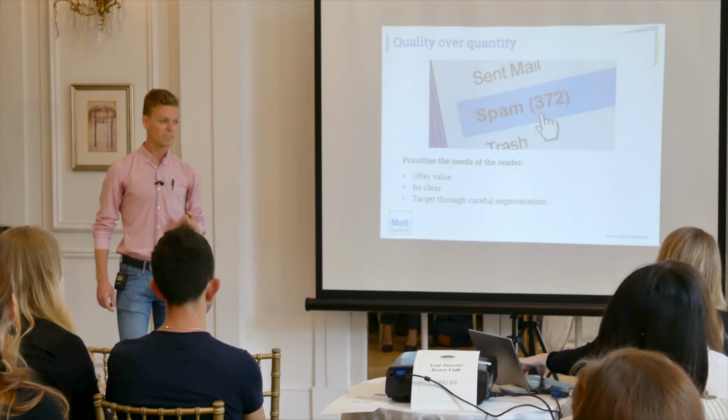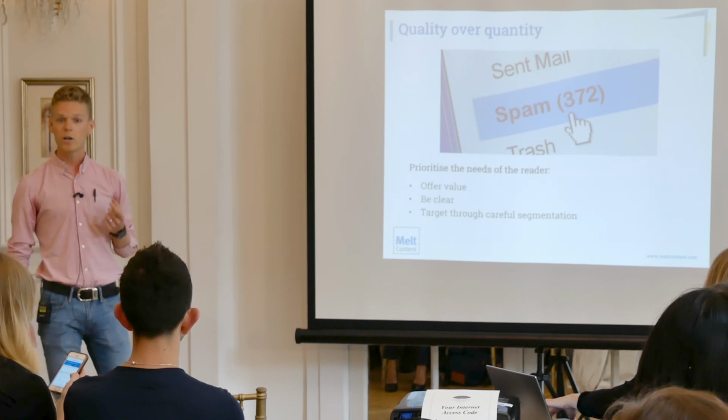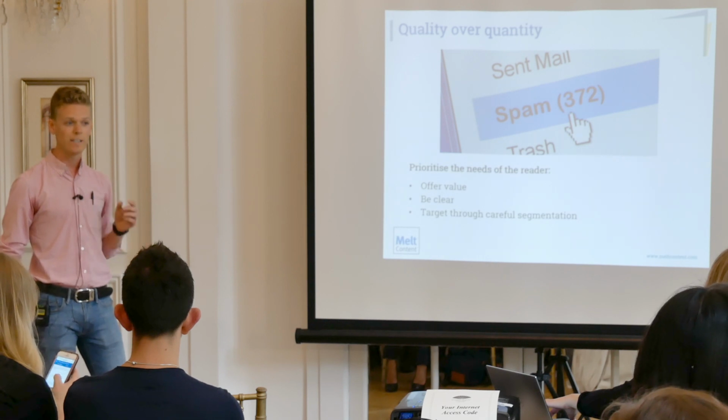So the more important question than when to email is what to email, and how good is what you're emailing. It's about quality over quantity. The most important thing is quality, and the way that you do that is prioritizing the needs of the reader. Now, that's the case with absolutely any content, and I'd encourage you to do that when you're writing copy of any kind. That goes for print, on-site copy, absolutely anywhere. But it's really, really important with email that you offer value, that you're clear in what it is that you're offering, in other words, your proposition, and that you target your audience through careful segmentation.